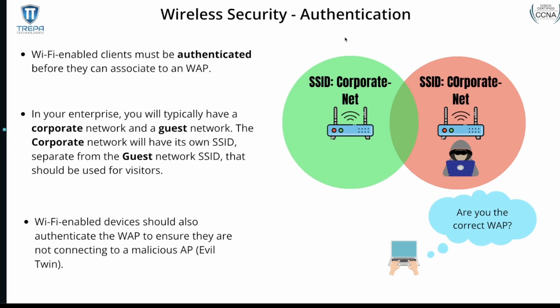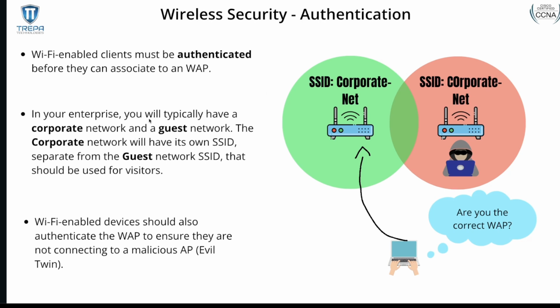Okay, so wireless security authentication. Wi-Fi enabled clients must be authenticated before they can associate to a wireless access point. So before this Wi-Fi enabled client starts sending data frames to this access point, it needs to be authenticated. What that means is it's going to go through an association process to that BSS, to that SSID, or to that wireless LAN.